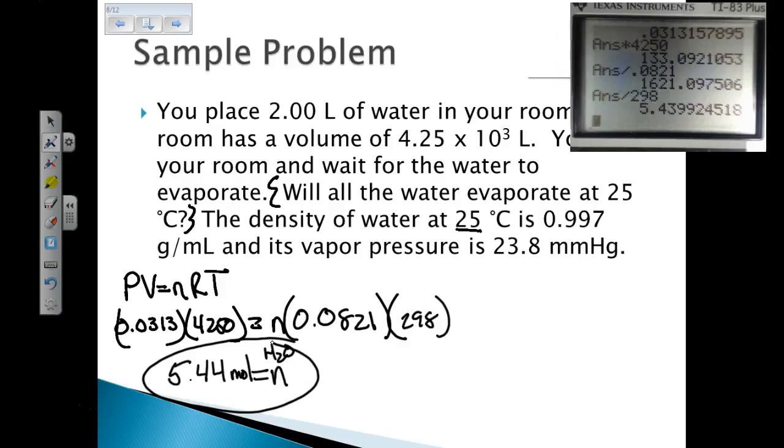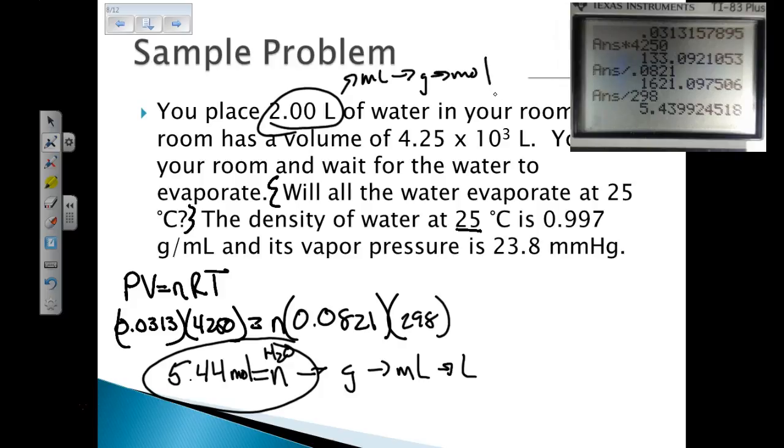Okay? So we have to figure out how much water is that. Because now we're comparing 2 liters versus 5.44 moles. So we have to convert to get them into the same units. We can either go moles to grams to milliliters to liters, or we can go liters to milliliters to grams to moles. Or we can meet somewhere in the middle. But the point is with a comparison problem like this, we need to make sure that we're comparing the same units. So it doesn't really matter.